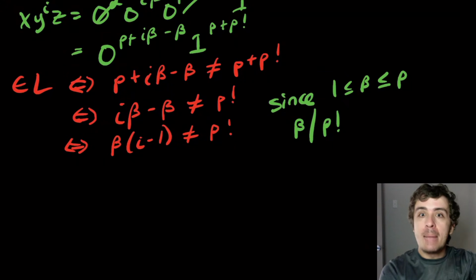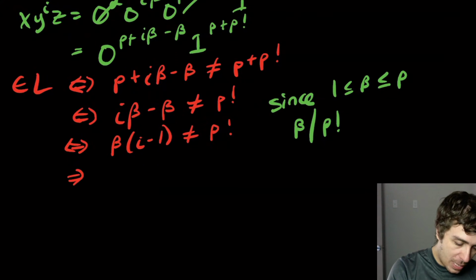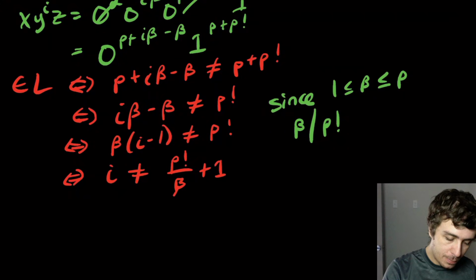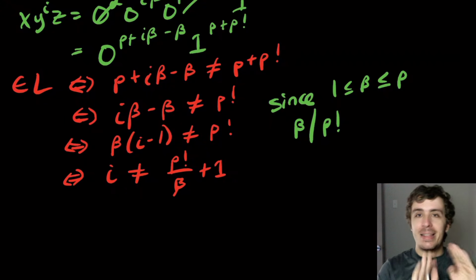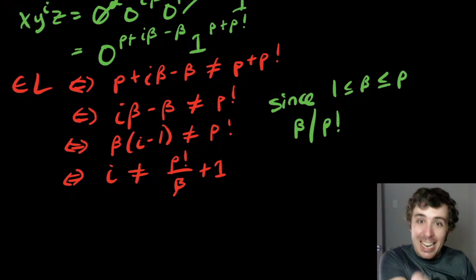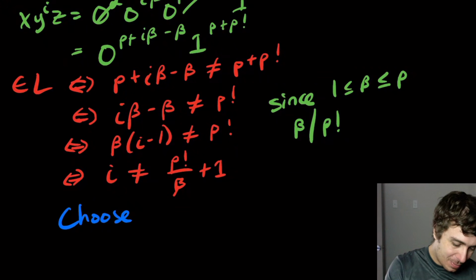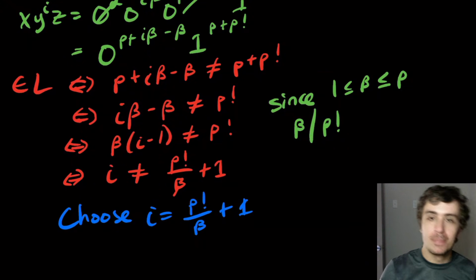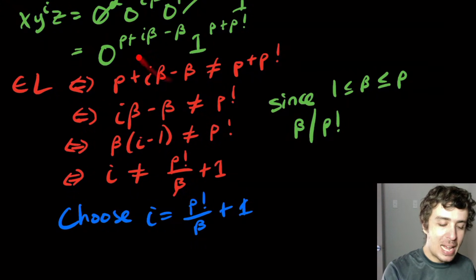So we can divide by beta on both sides, and I have an integer on both sides. So if and only if I is not equal to p factorial over beta plus 1. So as long as I is not equal to this specific number, then we're in the language. So let's pick that number to get out of the language. So let's choose I to be p factorial over beta plus 1. And that's it. And if you substitute it back in, then we're going to have the same number of zeros and ones.